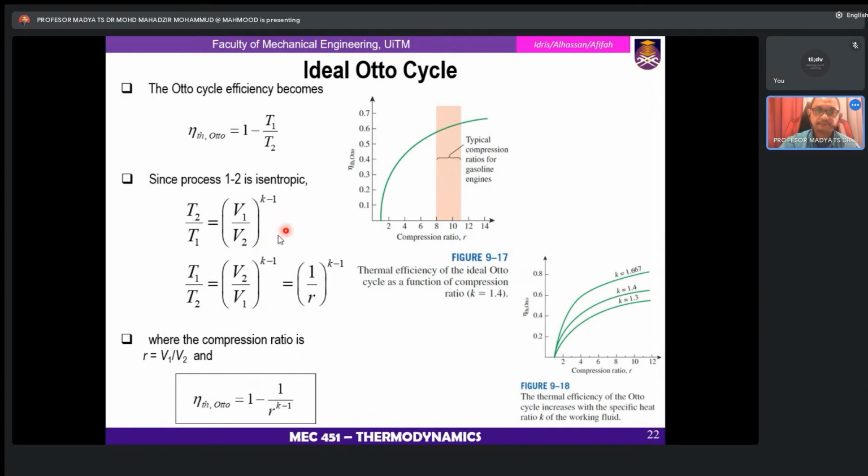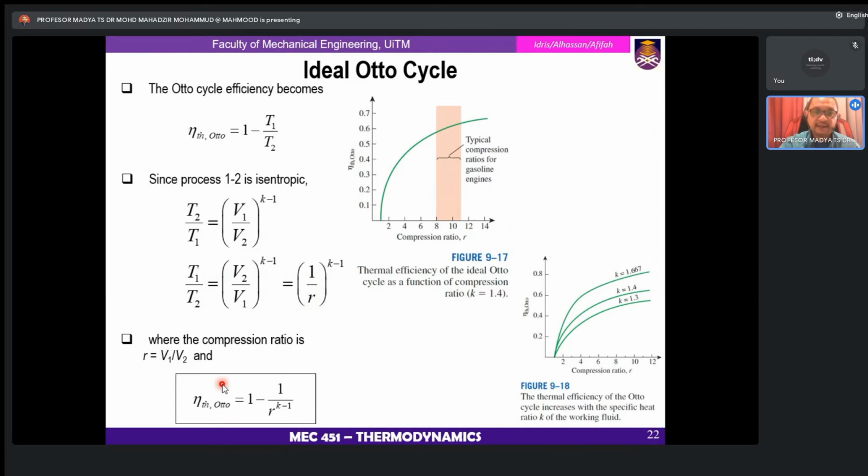From here you can simplify the process. The ratio of temperature T1 over T2 will equal 1 over R. Okay, and what is R? Actually, R is the compression ratio that I mentioned earlier. The compression ratio is V1 over V2. So put that into the equations here.